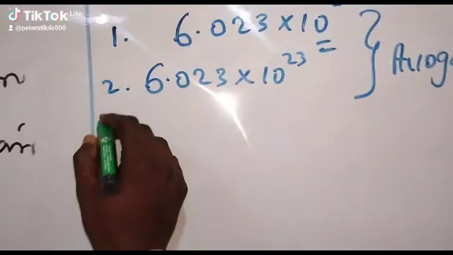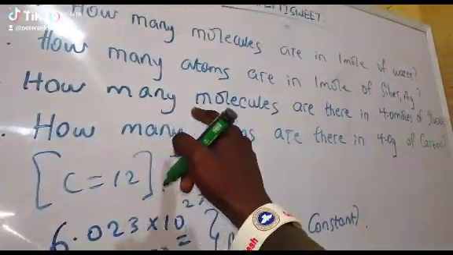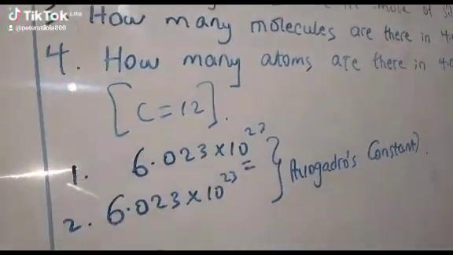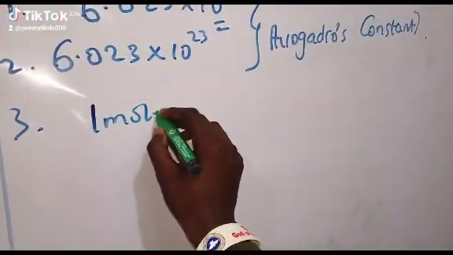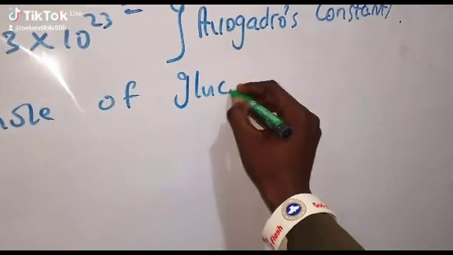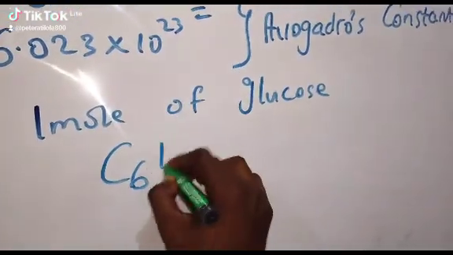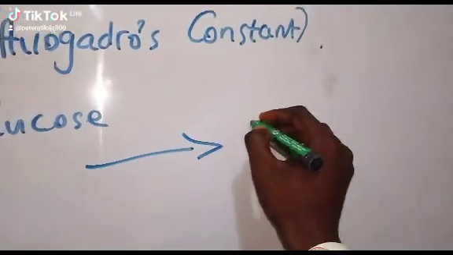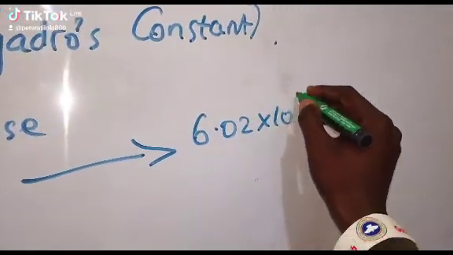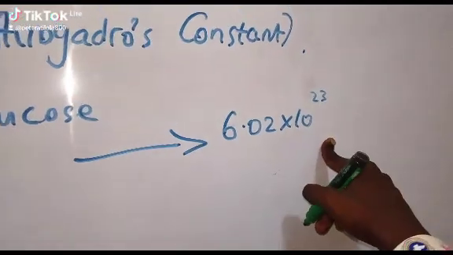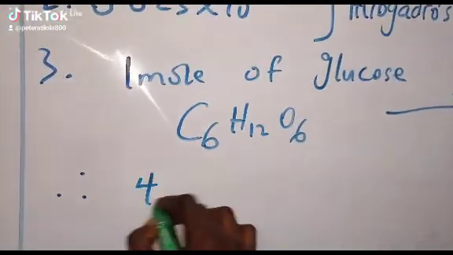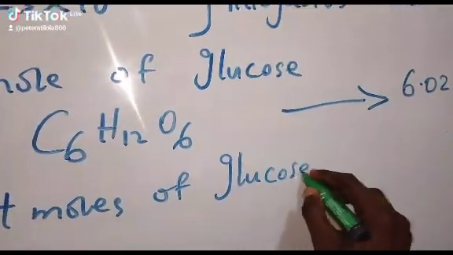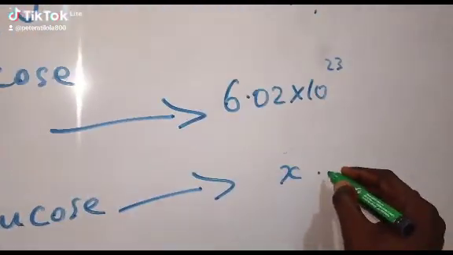Now let's go to number 3. Number 3 says, how many molecules are there in 4 moles of glucose? To solve number 3, you can say 1 mole of glucose. Glucose is C6H12O6. 1 mole of glucose contains Avogadro's number, 6.02 times 10 power 23. So therefore 4 moles of glucose contains, we don't know, so we use X.